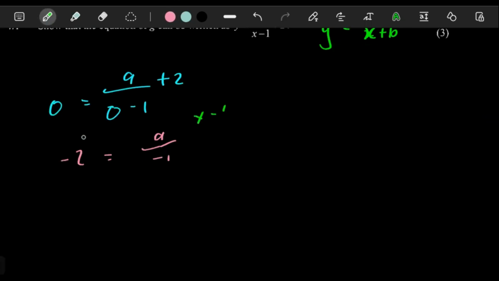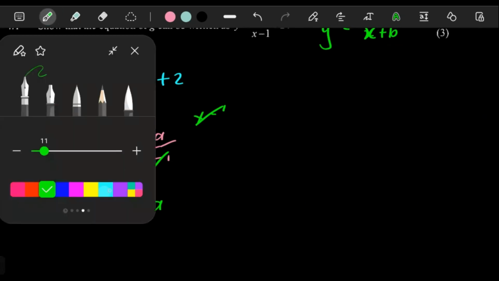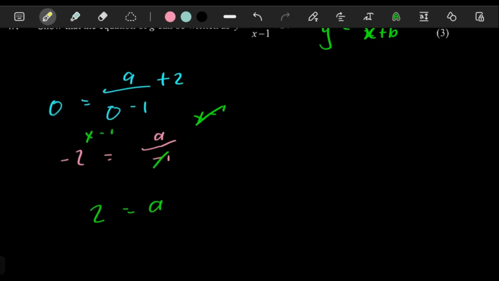Times -1 times -1. Then you're going to get it here. This is like -2 times -1. That's like what? 2. And then what do you now know? Yeah, so you can then say therefore y is equal to whatever you need to give here, literally, because the other stuff is just given in the graph.